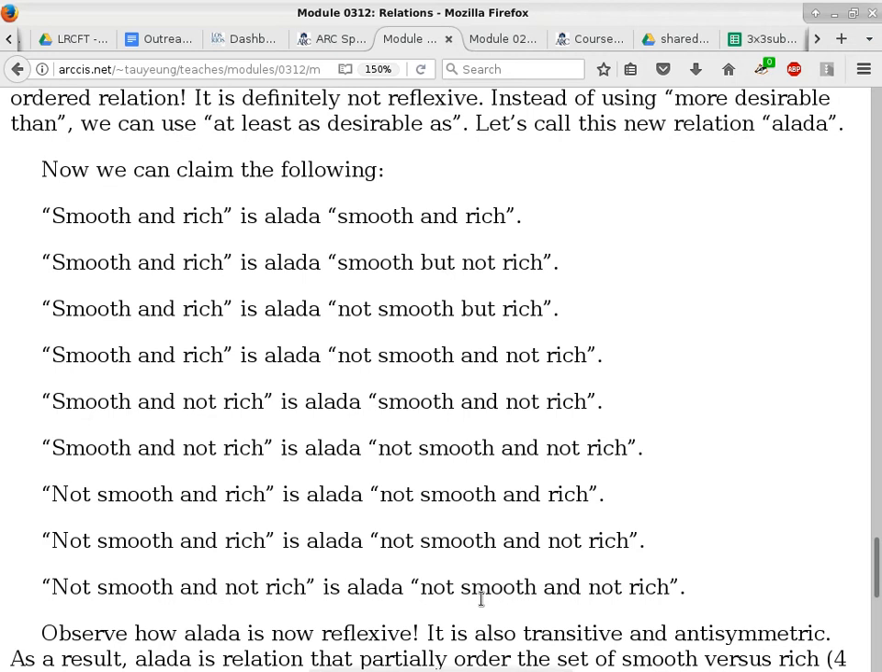Rich and smooth is at least as desirable as smooth and rich. Well, it is relating to itself. Okay. And then you have smooth and not rich relating to itself, and then you have not smooth and rich relating to itself, and then you have not smooth and not rich relating to itself. But you do not find anything else that satisfies the symmetry requirement, yet it is not the same element relating to itself. So that makes this relation also anti-symmetric.